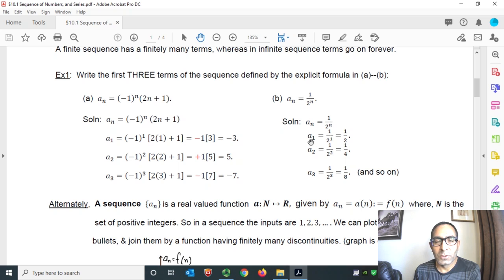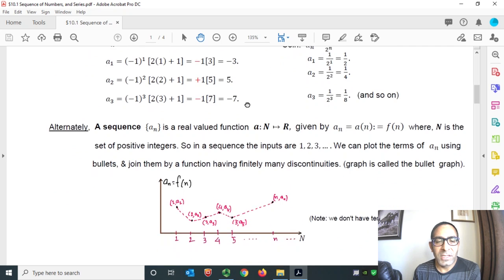So here, put n equals 1, then we'll get a1 equals 1 over 2 to the power 1, which is simply 1/2. Similarly, for the second term, put n equals 2, then we'll get a2 equals 1 over 2 raised to the power 2, which is simply 1/4. Similarly, a3 turns out to be 1 over 8, and so on.